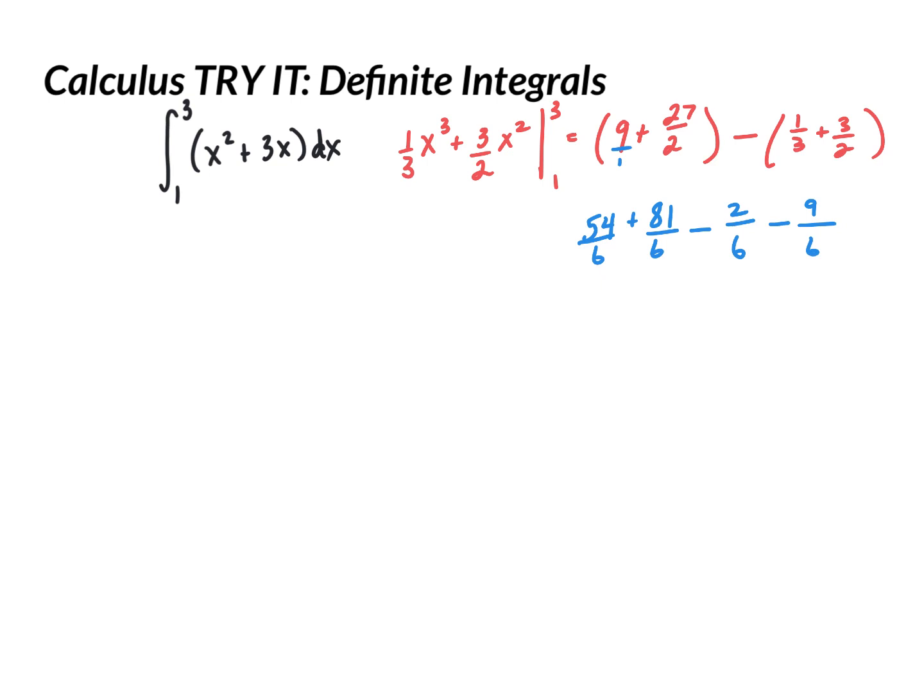So we have 145 minus 2 is 143 minus 9. We have 134 sixths. You could also use your calculator to do that, but this is our way of doing a definite integral. Find the antiderivative and then plug in the top bound and subtract, plugging in the bottom bound.